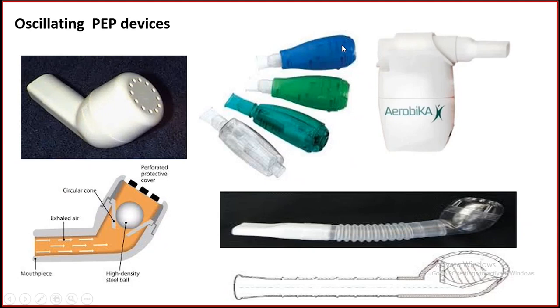Some of you might have seen this Acapella device. It contains a valve-like part at the distal end. We can turn it and change the resistance. That produces PEP, positive expiratory pressure, and the device also contains a magnetic ball. That ball vibrates and produces oscillating waves, which is almost similar to giving percussion.